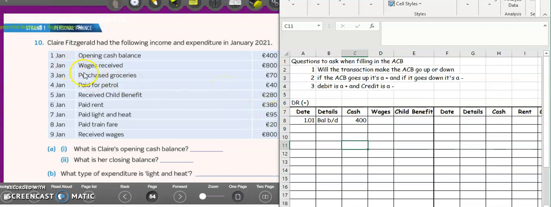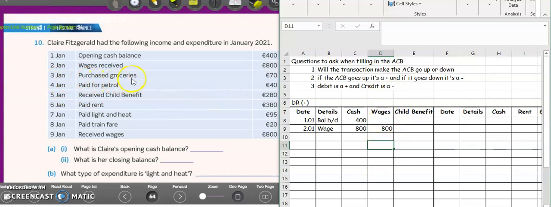The second then, wages received. So will this transaction make the analyzed cash book go up? If it receives it, the analyzed cash book is going to go up. So if it's going up, it's a plus. So if it's a plus, it goes on the debit side. So we know here, 2nd of January, wages, 800 in our cash. And then we're also going to put it into the wage column because we want to analyze how much money is coming in from the wages.